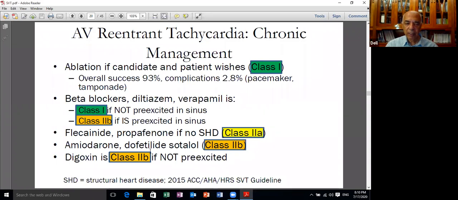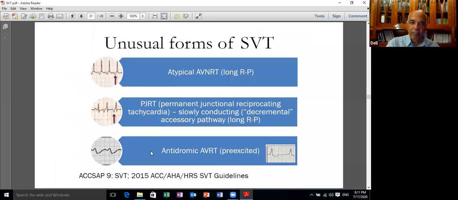Remember, both digoxin and amiodarone. Previously, we were using amiodarone in patients with accessory pathway. No longer. The international guidelines are consistent about this point, that amiodarone shortens the effective refractory period of the accessory pathway, so it enhances the conduction across the accessory pathway.